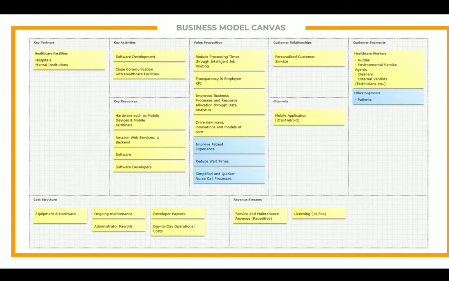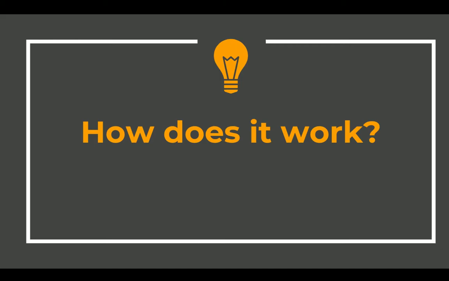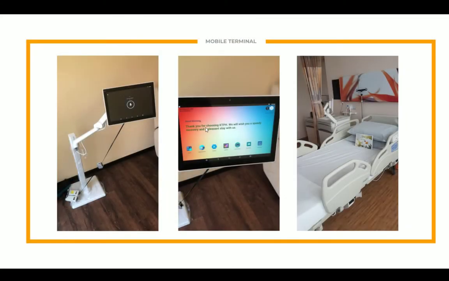Okay, so revenue streams: obviously you have service and maintenance revenue, which will be a repetitive income, and licensing may be a one-time fee or a yearly annual fee. Okay. Next. So how does it work? Obviously, it'll be an application on the mobile terminal at the bedside of a patient, which is demonstrated right here.